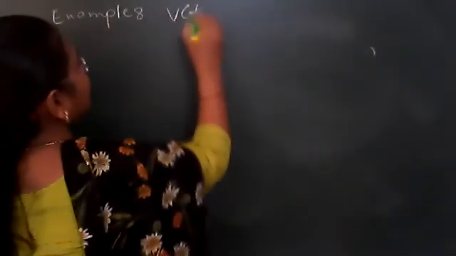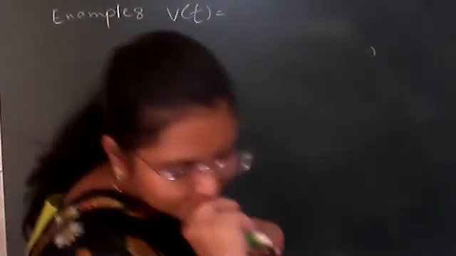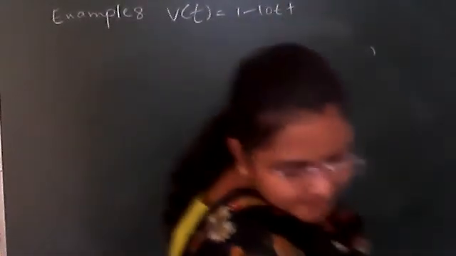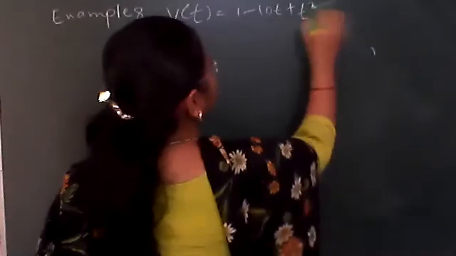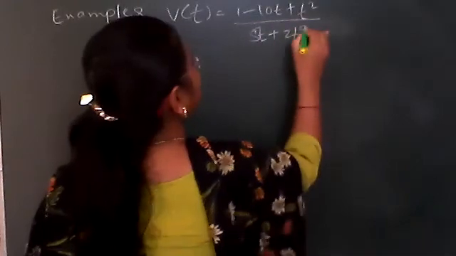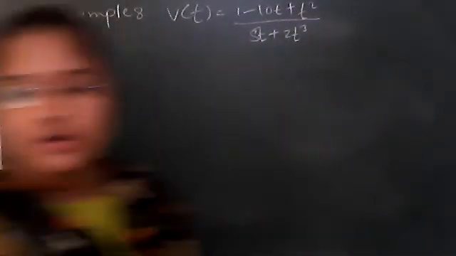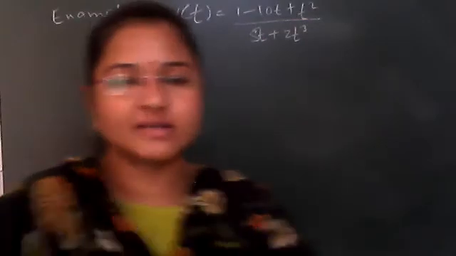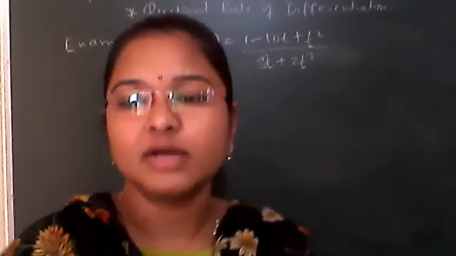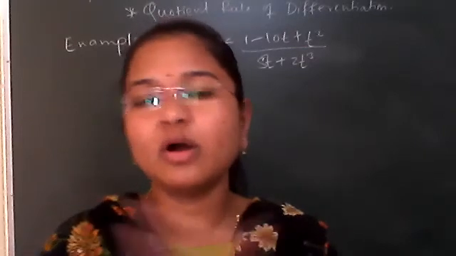Okay, so we take the equation V of t is equal to (1 minus 10t plus t square) whole thing divided by (5t plus 2t cube). Now Navneet will tell me this answer. Yes, Navneet? Unmute yourself, all students.